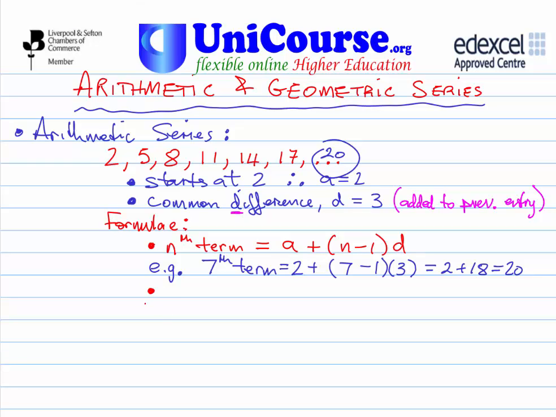What about the sum of so many terms? Okay, so the sum of n terms. And we can write that as Sn, or S subscript little n, and the formula is n over 2 lots of all this lot: 2a plus n minus 1 lots of d. Okay, here's a closing bracket there.